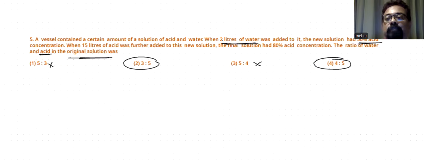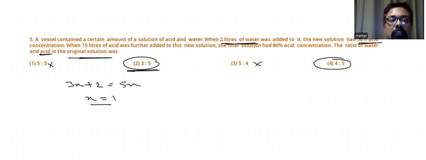Now let's go with this. If the initial ratio is 3:5, say we have 3x liter water and 5x liter acid. We have added 2 liter water. Now 50% acid is there. 50% acid means 50% water, so their quantity will be the same. After solving, we get x equal to 1. It means initially we have 3 liter water and 5 liter acid. Now after addition of 2 liter water, the quantity will be 5 and 5 liter.